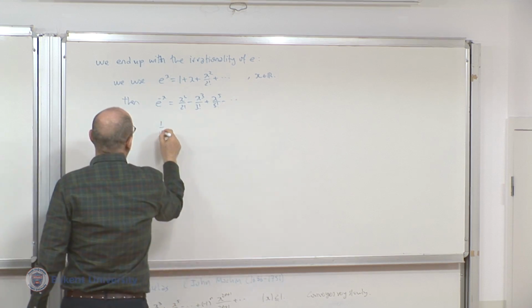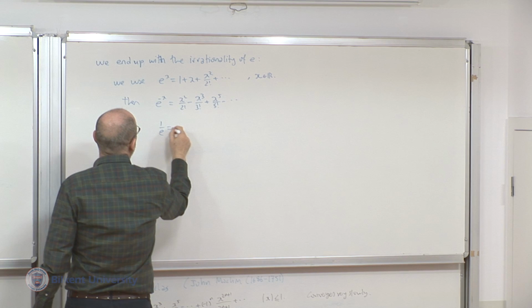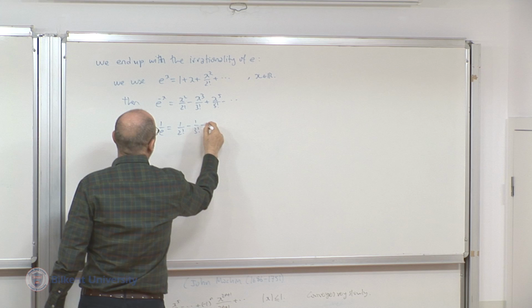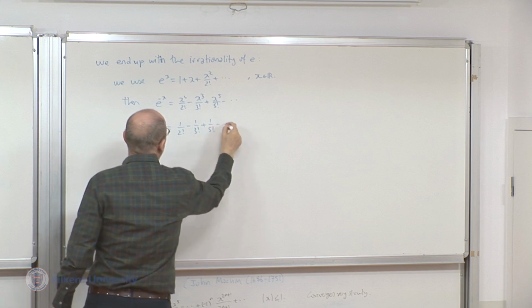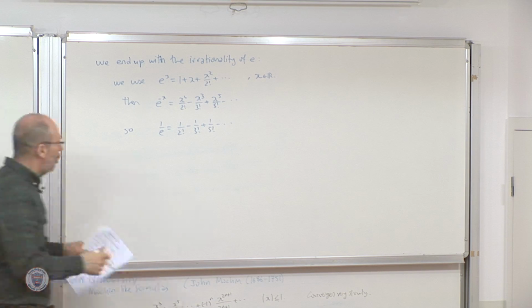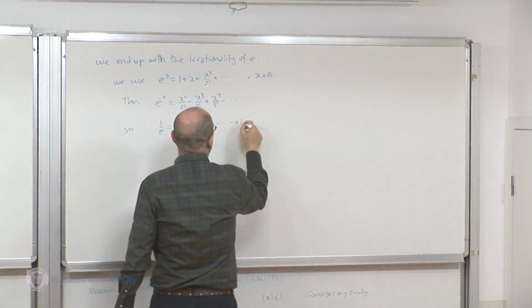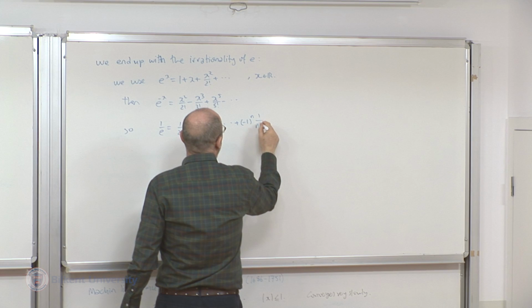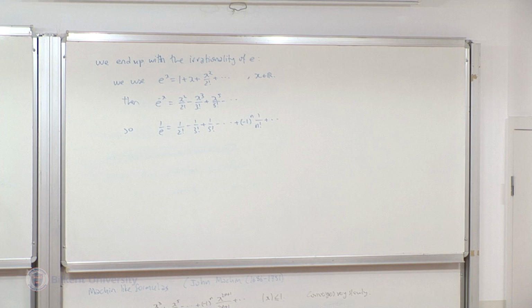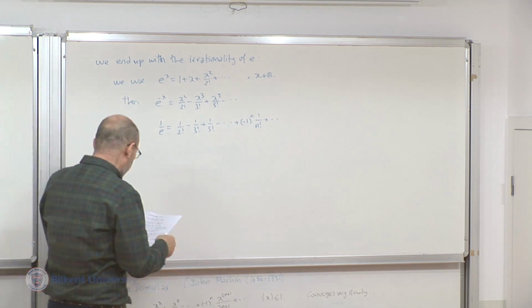So 1 over e is equal to 1 over 2 factorial minus 1 over 3 factorial plus 1 over 5 factorial. And the general term, so I need the general term, is minus 1 to the n, 1 over n factorial. So this goes like this. So I can calculate 1 over e. If e is rational, then 1 over e is also rational, right? So that's what we will say.